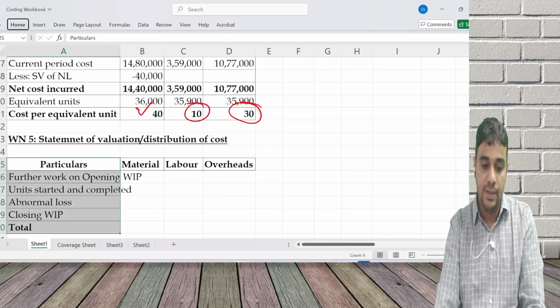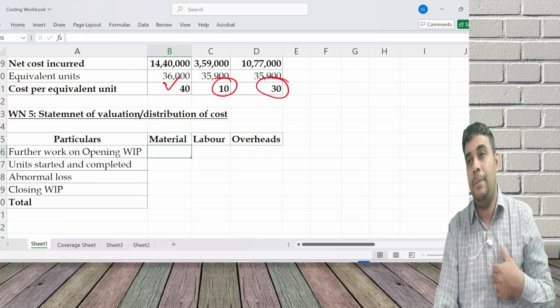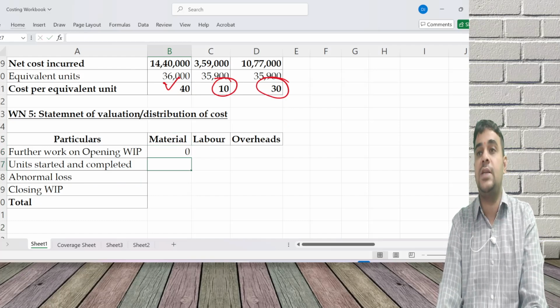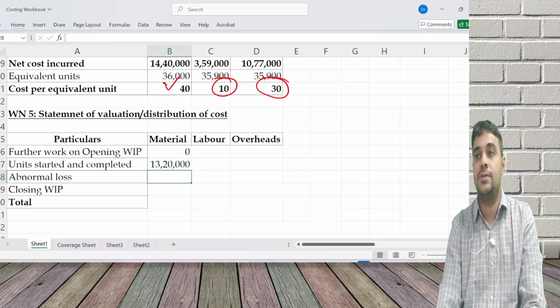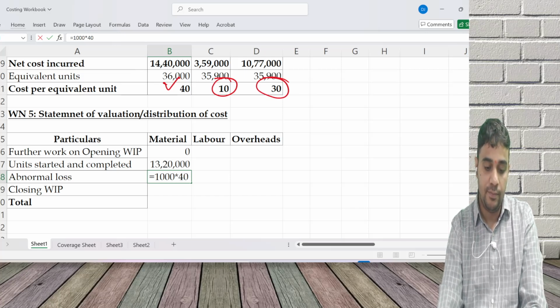So you first tell me, further work on opening WIP. What are the units in the material column? 0 into 40. Then units started and completed into 40. Abnormal loss. Look at your step and tell me how many units? 1000 into 40.